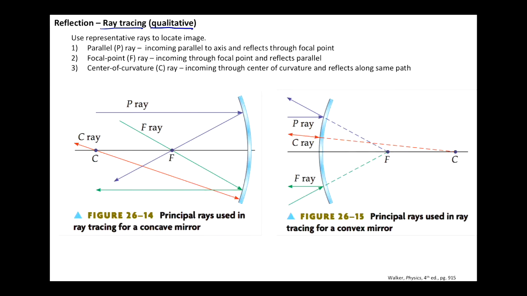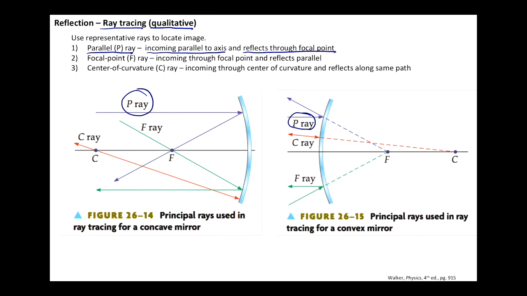The first one of these is known as the P ray or the parallel ray. It is a ray that is incoming parallel to the principal axis and reflects back through the focal point. Incoming parallel to the axis. So notice our P ray here. Well, that's pretty easy. It's parallel to the axis. Or if I look at a convex mirror, there's my P ray. It is parallel to the axis. The incoming part of the reflection situation has to be parallel to the axis.